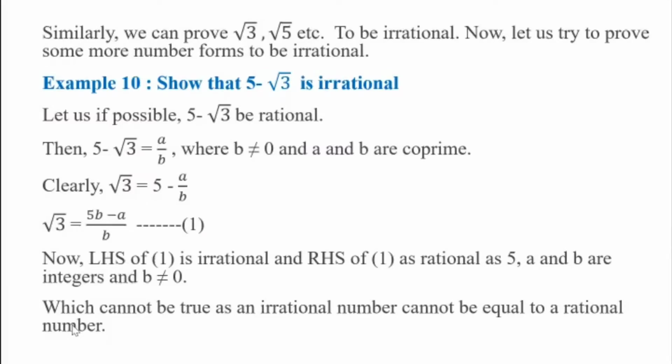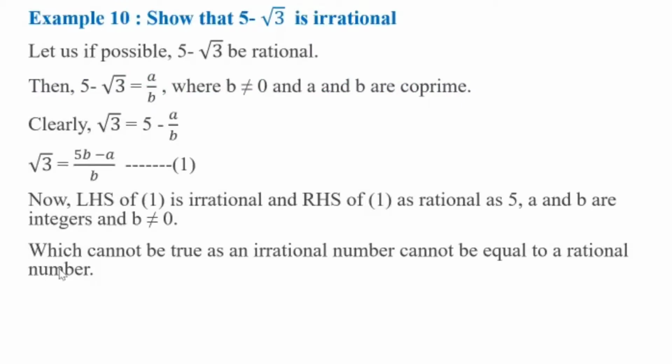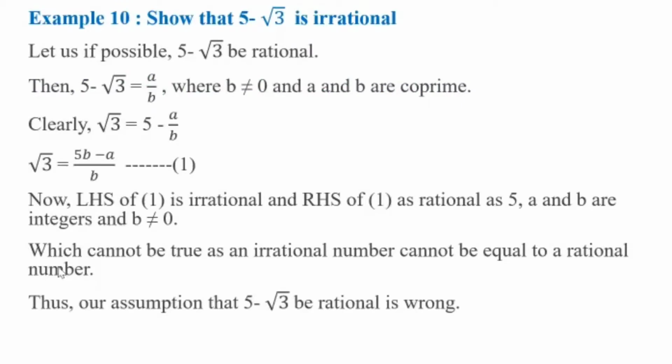And what was the wrong assumption? That 5 minus root 3 is rational. So our assumption is wrong and hence 5 minus root 3 is irrational. So this way you'll be doing the question.